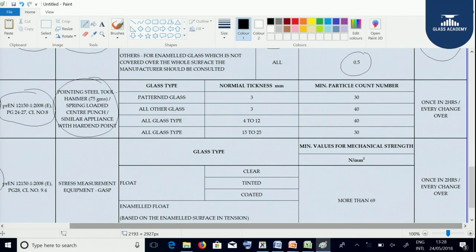For a 3 mm thickness, the minimum particle count shall be 30. For 4 to 12 mm, the minimum particle count shall be 40, and for 15 to 25 mm, the minimum particle count shall be 30, and the frequency of testing shall be every 2 hours or whenever there is a changeover.